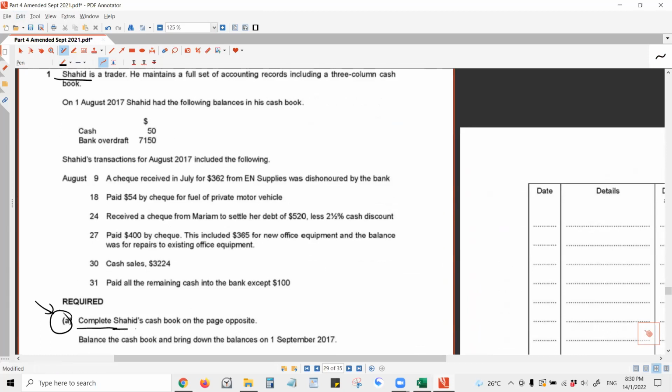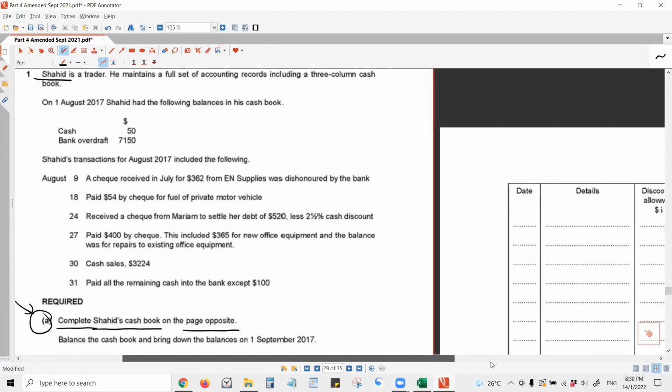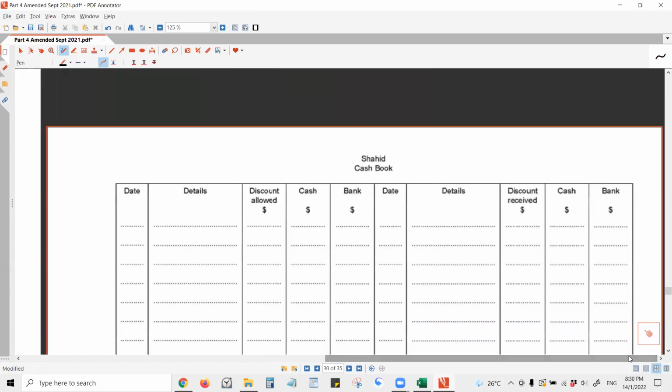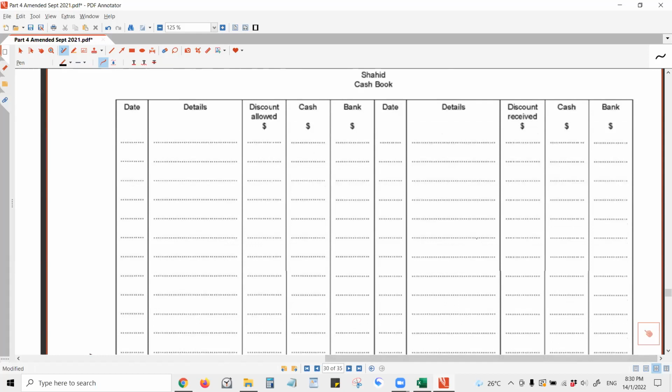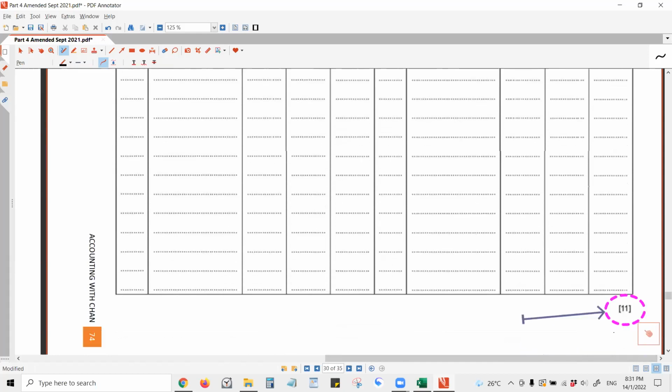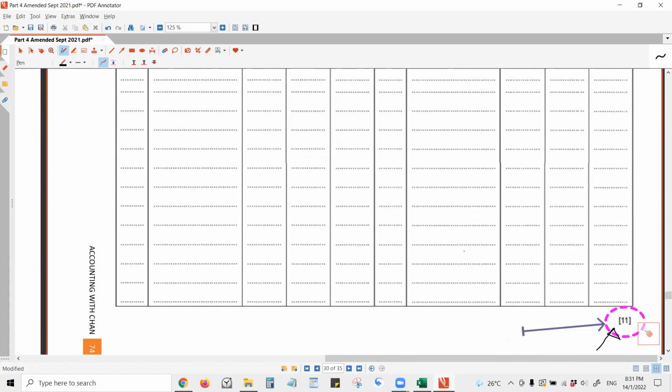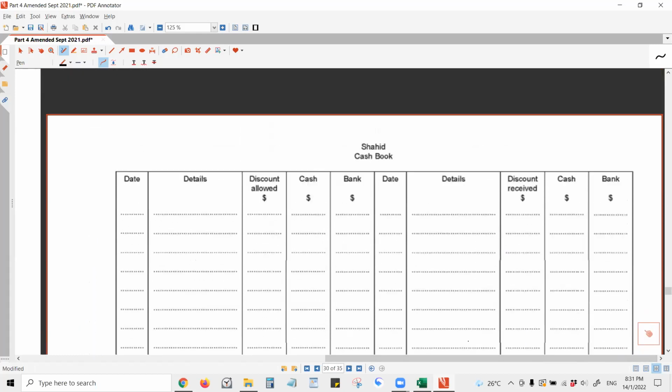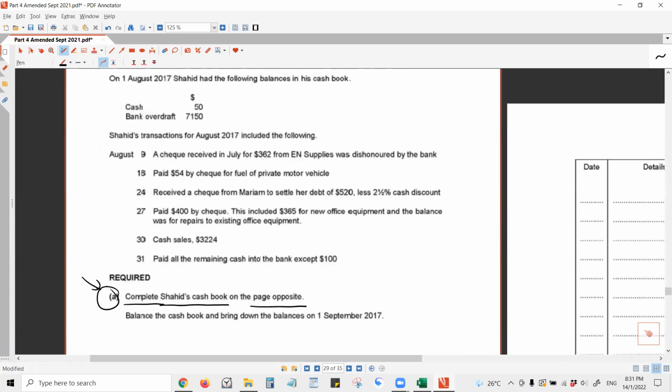To complete Shahid's cash book on the page opposite. So I have made it appear on the opposite. The cash book is here. In the exam, they will also give you a very big table like this. It's a cash book, 11 marks, you can see. So it's important to know how to do a cash book, 100%. And it's empty, okay? So continue to read.